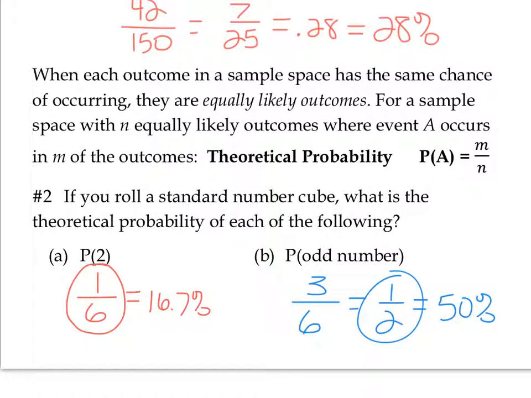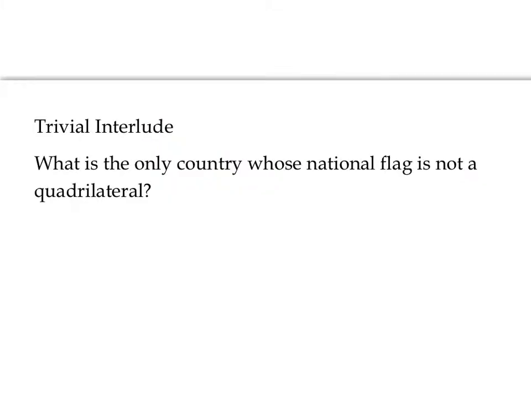Favorable outcomes over total. Let's take a little break for some trivia. The only country whose flag is not a quadrilateral. So quadrilateral, 4 sides. We're familiar with most flags, right? We've got a flag here, maybe the U.S.